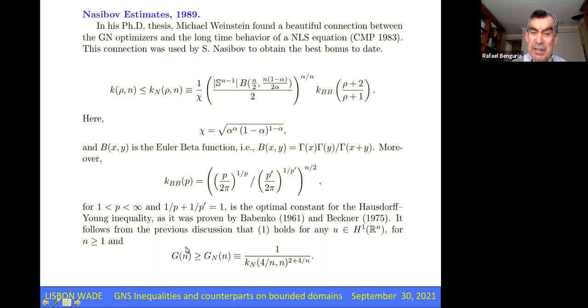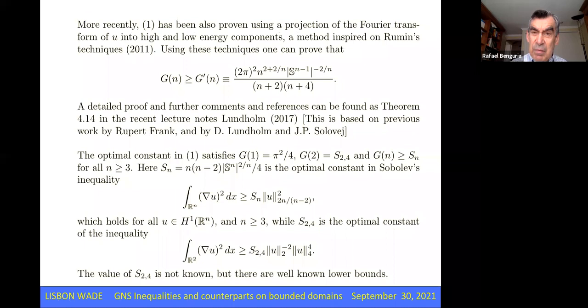As I said before, the best constant for the Gagliardo-Nirenberg inequality is bigger or equal than this Nasibov value here, which is expressed in terms of the Nasibov constant. G of n is given by that expression. And more recently, in the last decade, starting about 10 years ago, people started using the projection of the Fourier transform and the high and low energy components, inspired by a method introduced by Rumin.